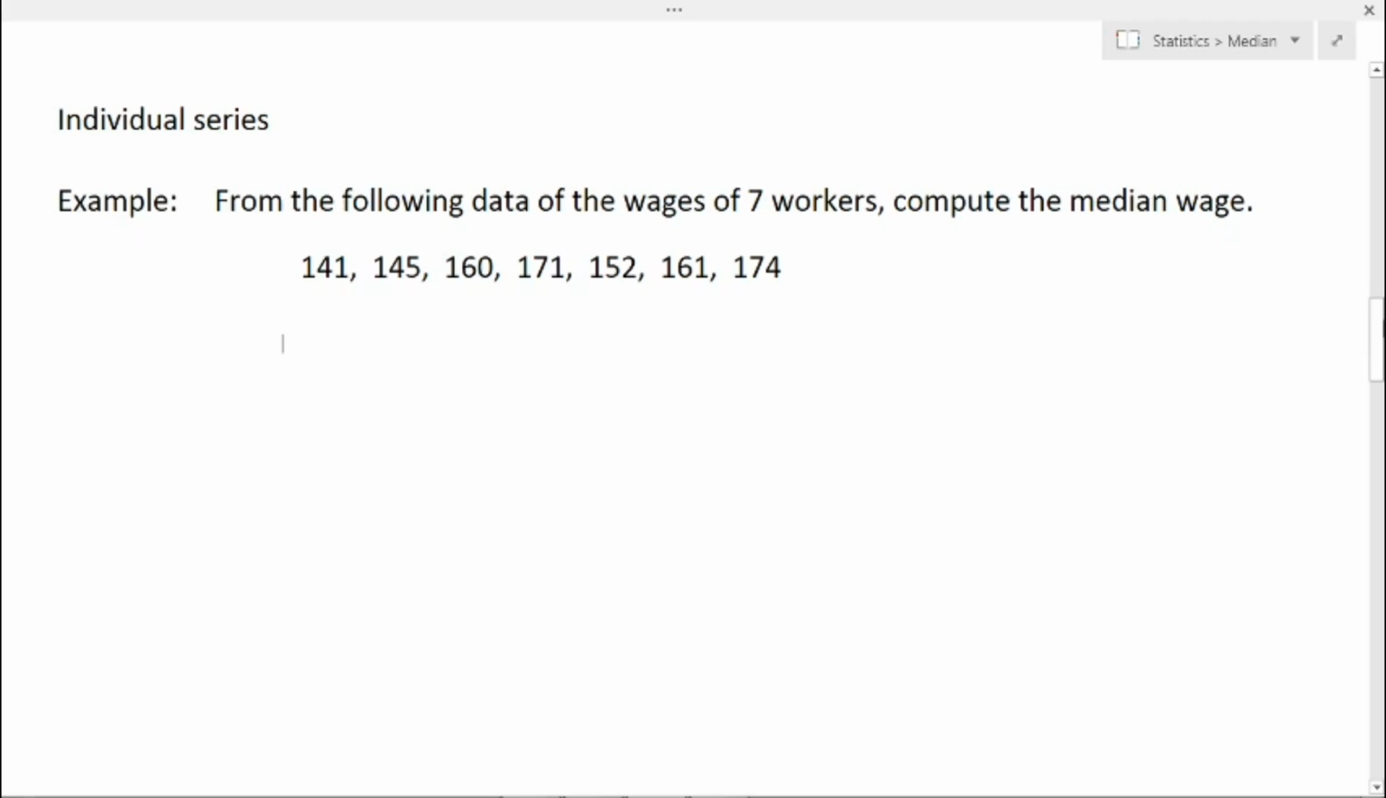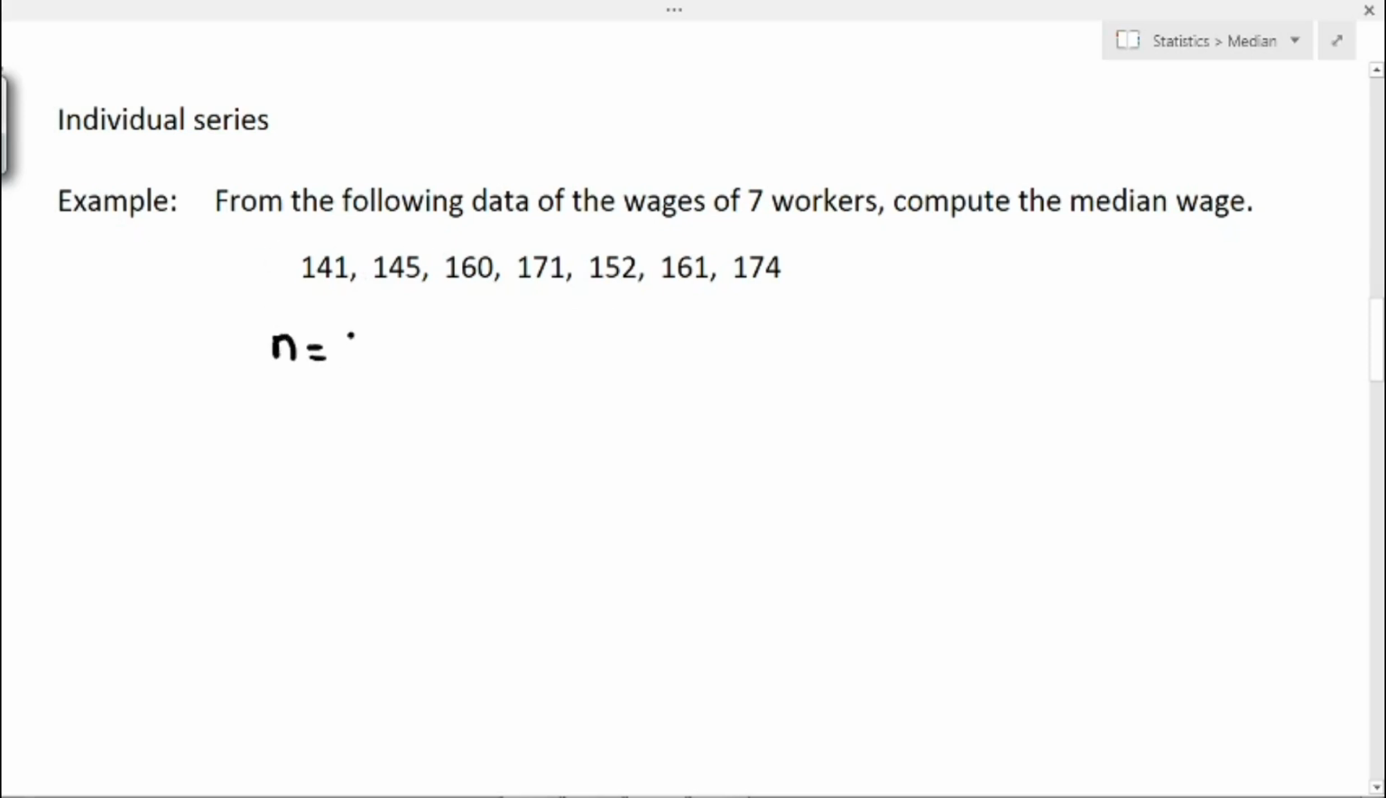Now we will see an example. In this example, we have to find the median value, and here we have been given the wages of 7 workers. So this data is given in the form of an individual series. Before using the formula, first we have to check whether it is odd or even. So first we calculate the number of values given. 1, 2, 3, 4, 5, 6, 7 values are given.